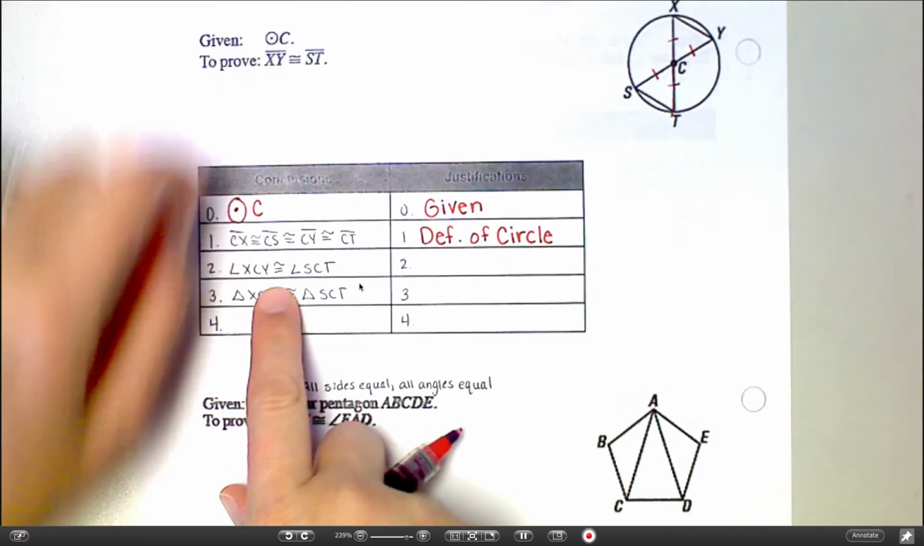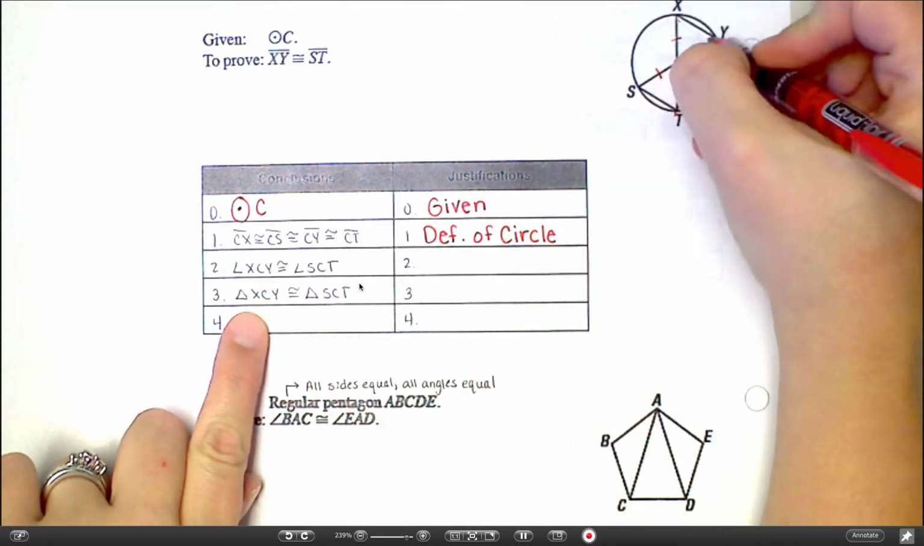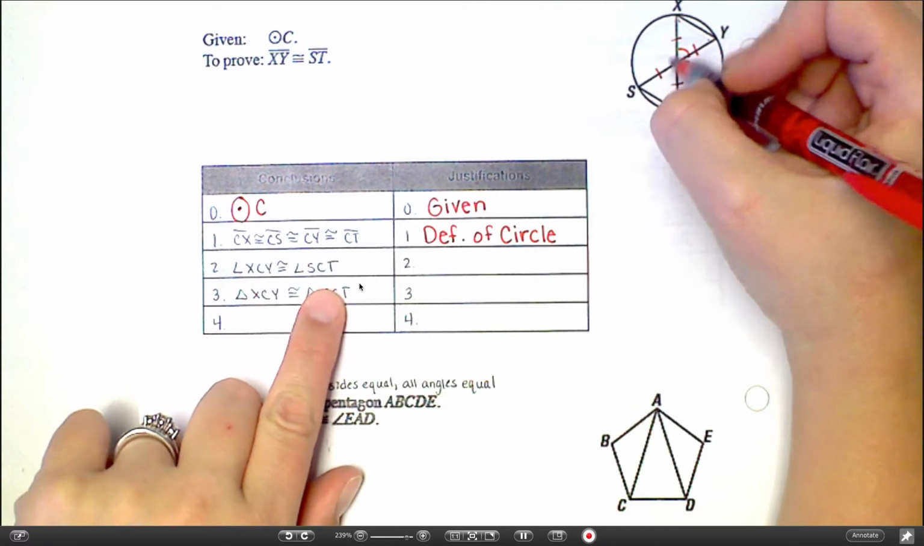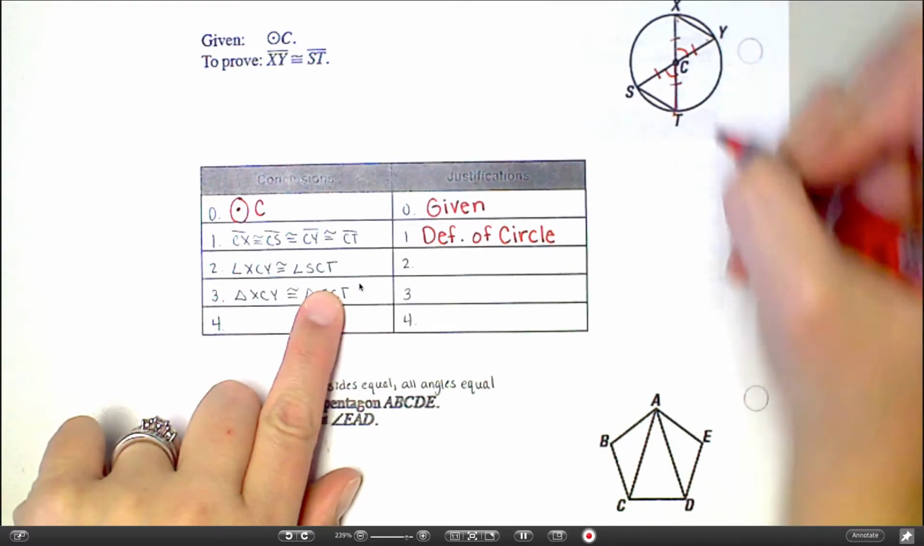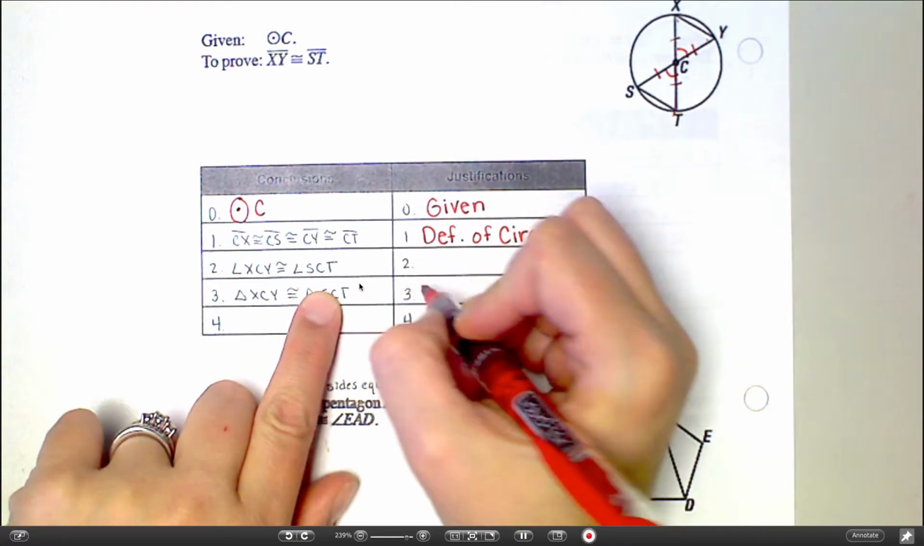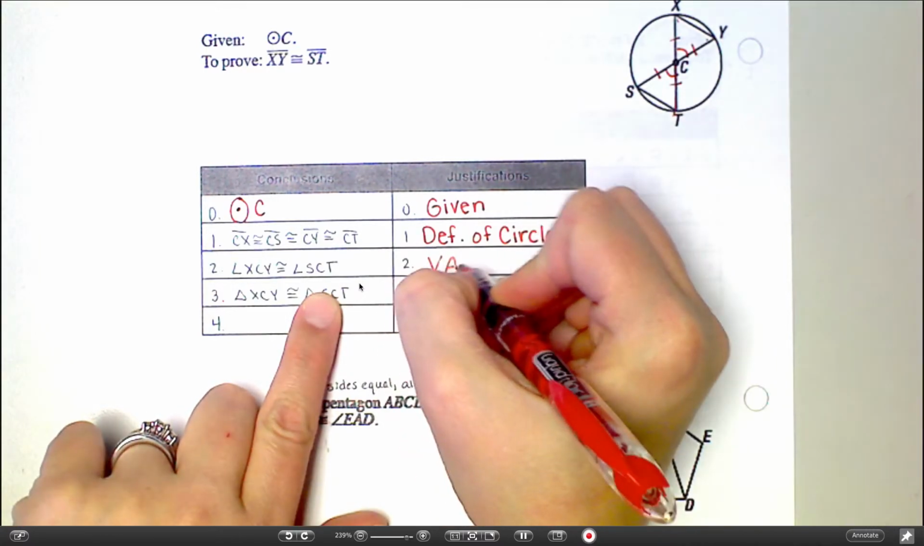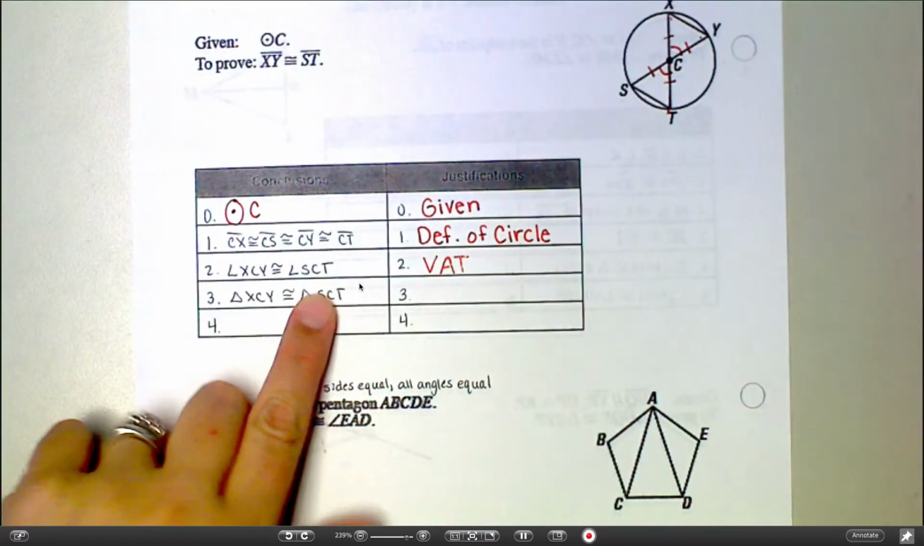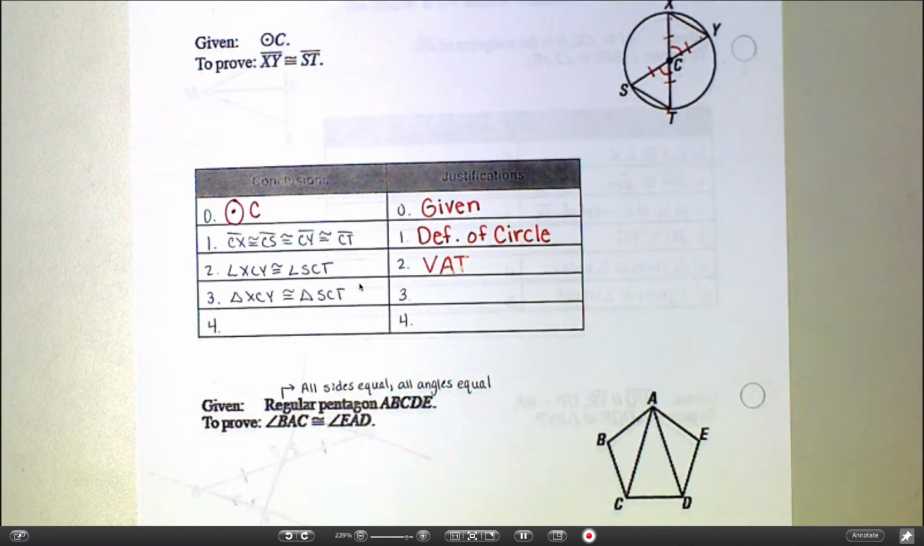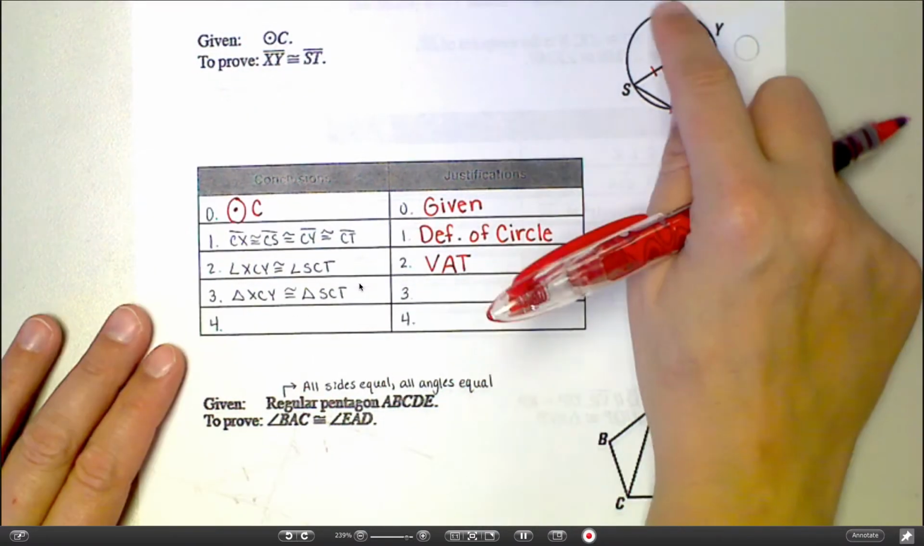Okay? And that's actually what you see here. XCY is this one, and FCT is this one. And those are congruent because why? Those are vertical angles. Yeah, vertical angle theorem. So now look at the picture. Do you have enough information to say that the triangles are congruent yet? Which theorem? Bryce, go ahead. SAS. SAS, yeah, side angle side.